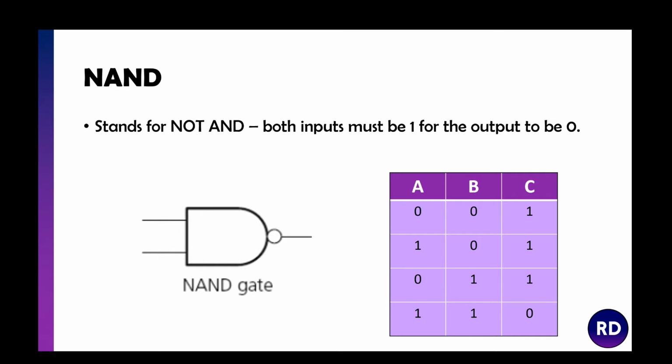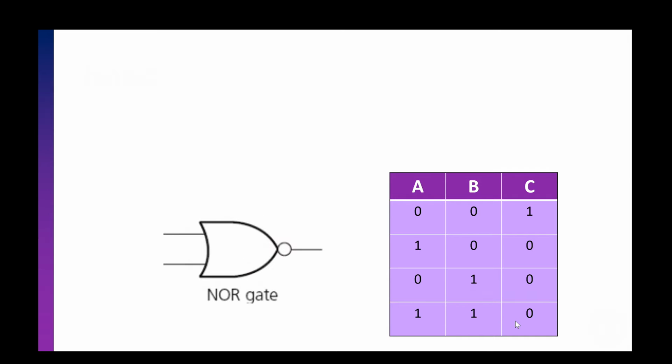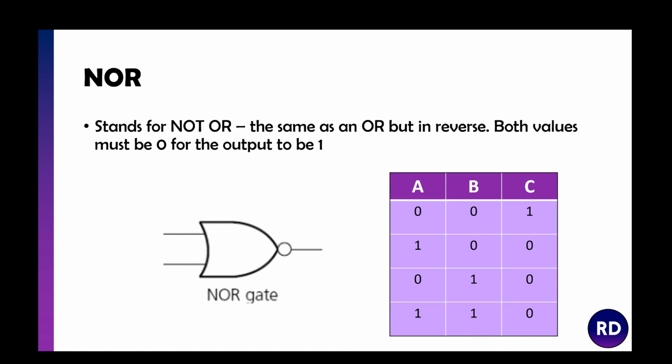Then we've got NAND gate, which stands for not AND. Both inputs must be 1 for the output to be 0, so it's the opposite of an AND gate. So you've got 0 and 0 is 1, 1 and 0 is 1, 0 and 1 is 1, and 1 and 1 is 0. And then we've got the NOR, which again is just the opposite of an OR gate. Both values must be 0 for the output to be 1. So 0 and 0 is 1, then 1 and 0 is 0, 0 and 1 is 0, and 1 and 1 is 0.